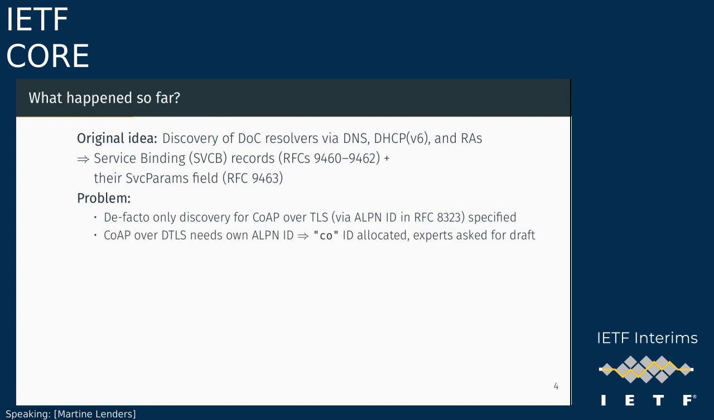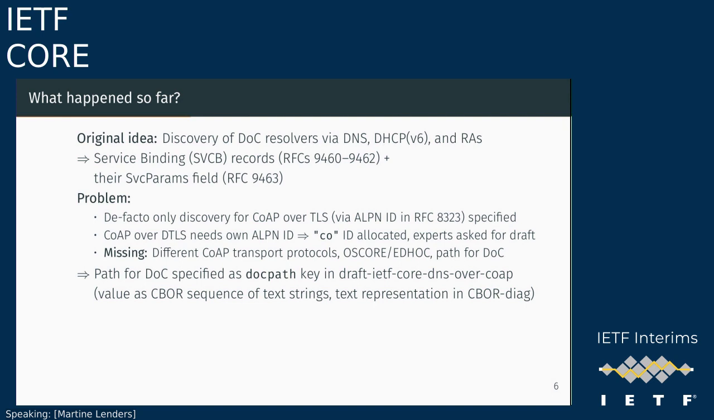So CoAP over DTLS needs its own ALPN ID, and for that we allocated already the code point, but the experts asked for a draft. And also there are some missing components, like how to specify different CoAP transport protocols, and how to do OSCORE and EDHOC with it, and also for DoC specifically, how to discover the path.